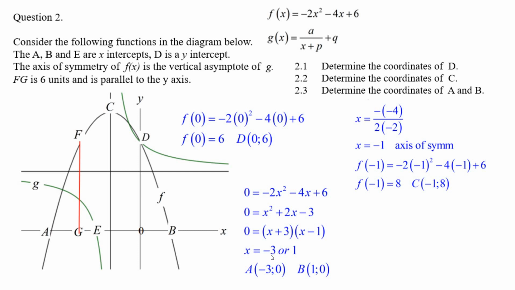So there's two solutions here. x is minus 3, and b must be 1. But they asked for coordinates, so you better go minus 3 and 0, and 1 and 0. There's your A and B. There's the first thing, all done.